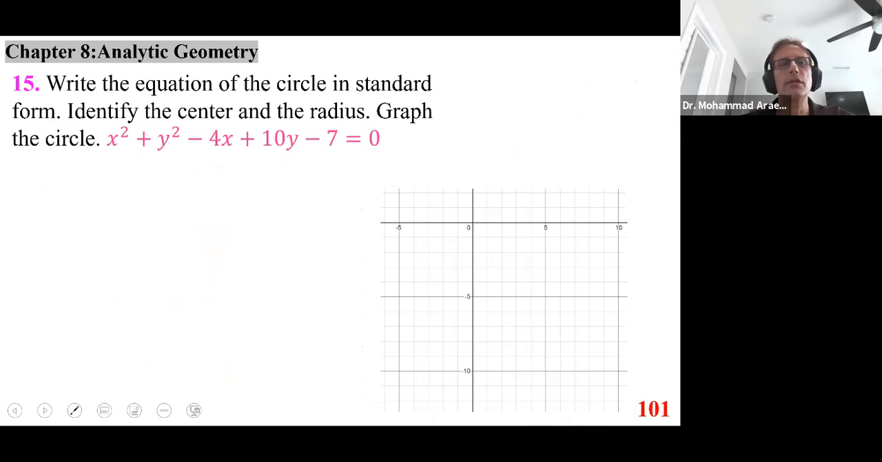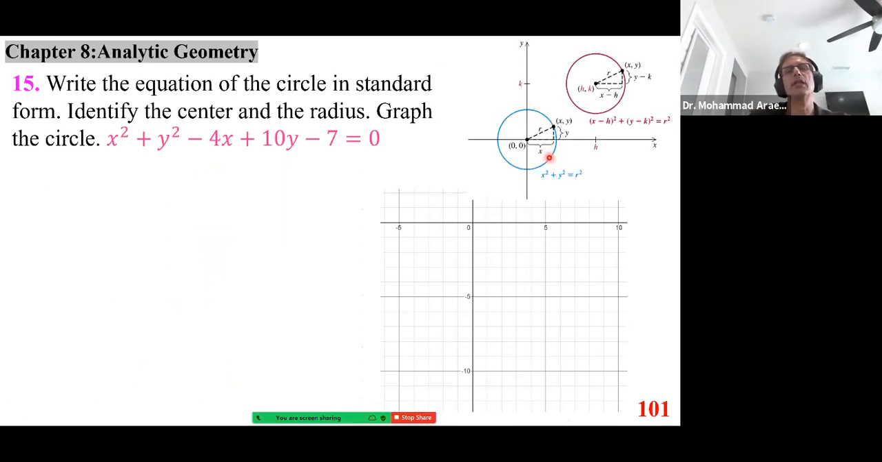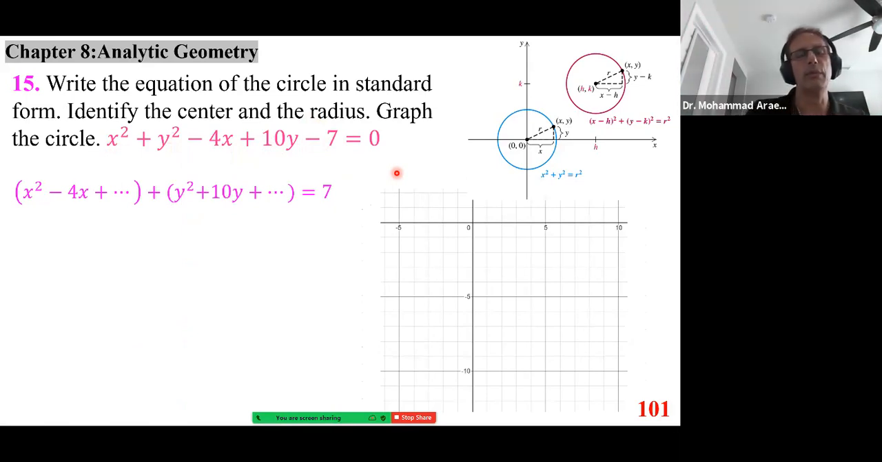Write the equation of a circle in standard form, identify the center and the radius, and graph the circle. Again, everybody remembers these formulas that were discussed. We want to put them in that format. To do that, we need to complete the square. We put -4x next to x squared. We put +10y next to y squared, and we move the constant. Now, I hope everybody remembers how we do completing the square.